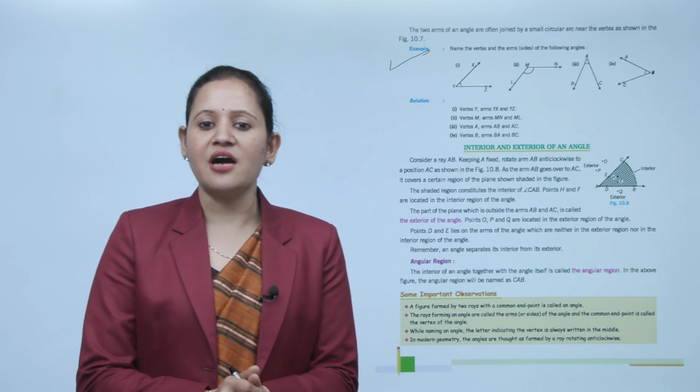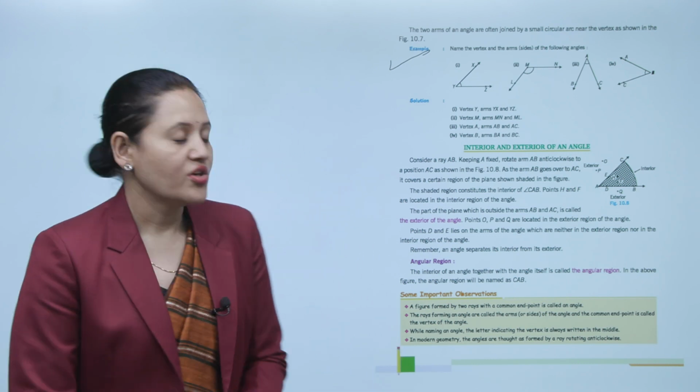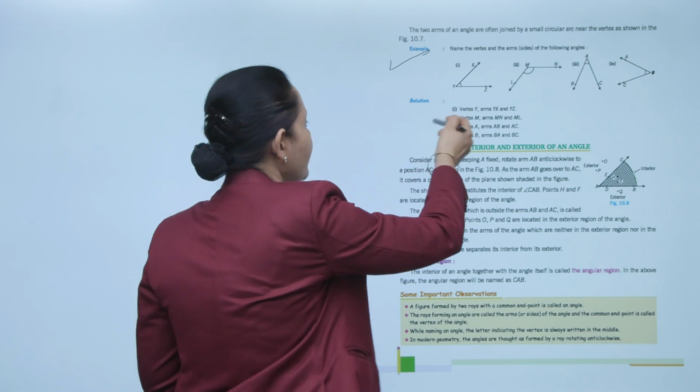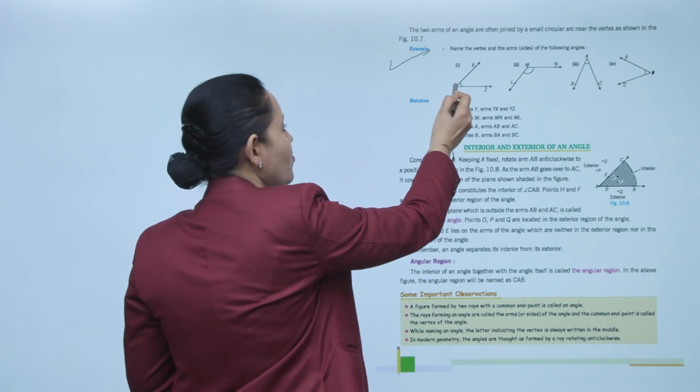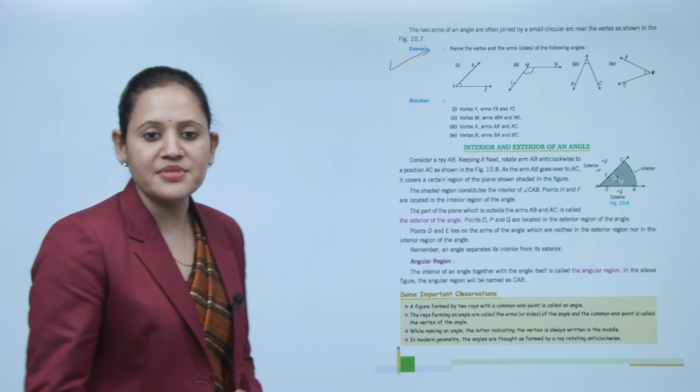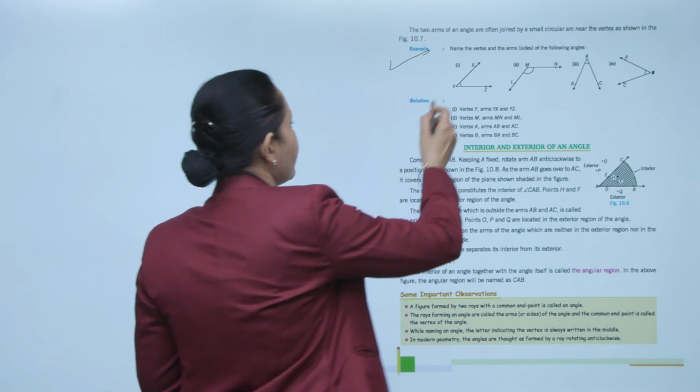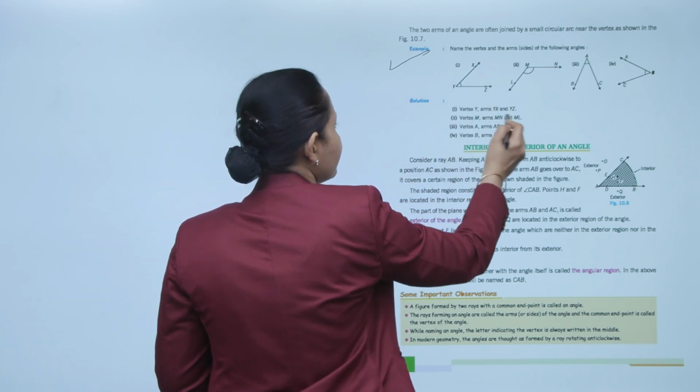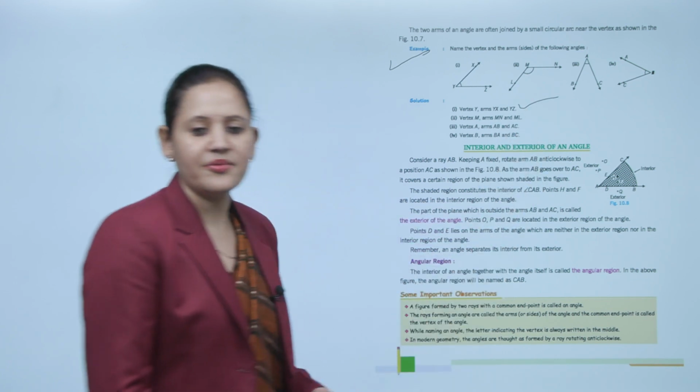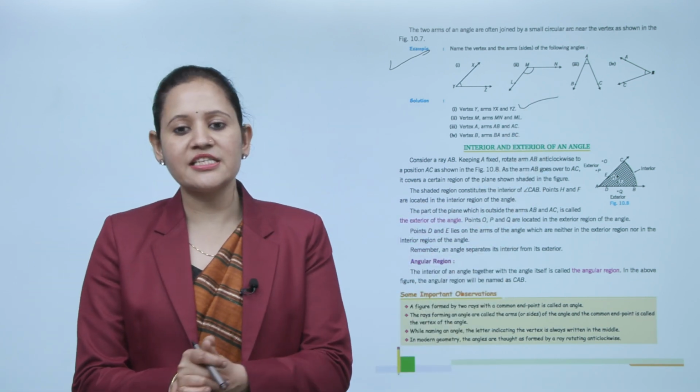Name the vertex and the arms of the following angles. So here in this angle, the vertex is Y and the arms are YX and YZ. Clear? Next is interior and exterior of an angle.